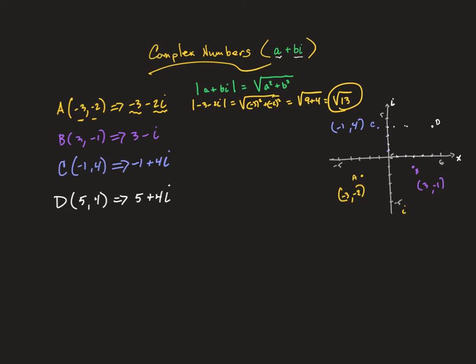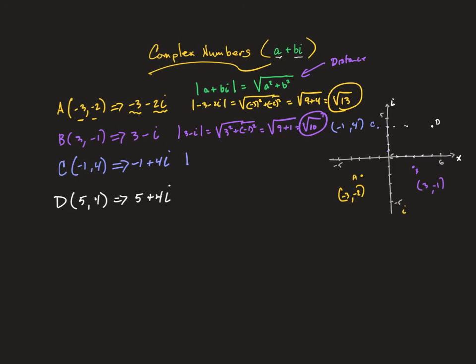Looking at this next one, we have the absolute value of 3 minus i is equal to the square root of 3 squared plus negative 1 squared, which is the square root of 9 plus 1, the square root of 10. So I'm just doing some substitution to find the distance from the origin. Let's see what else we got here.